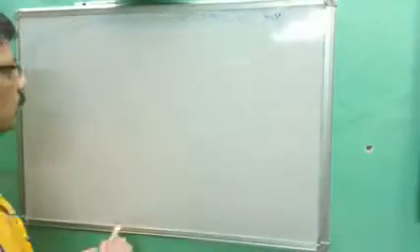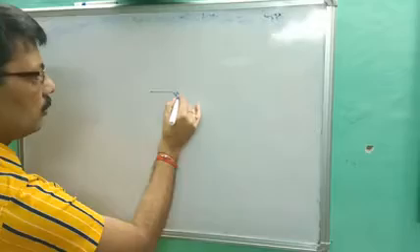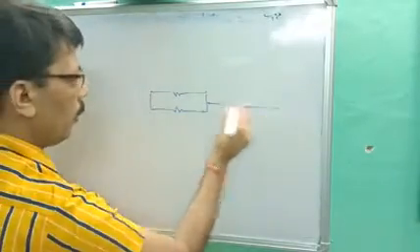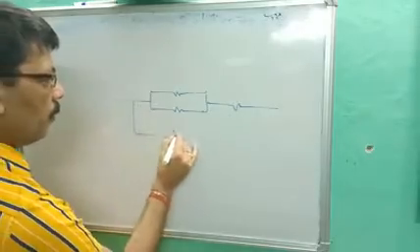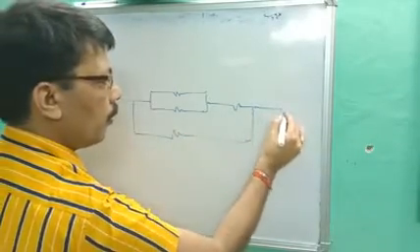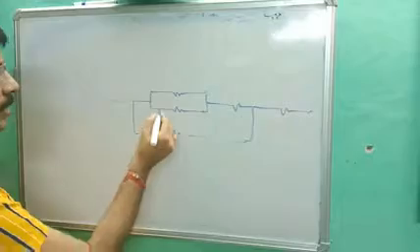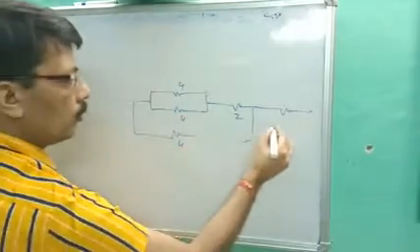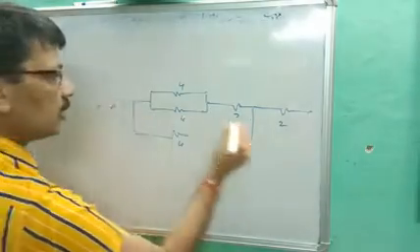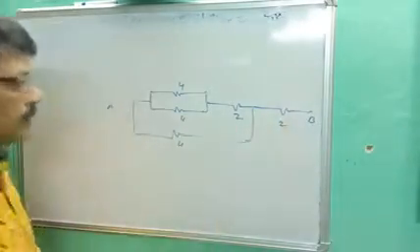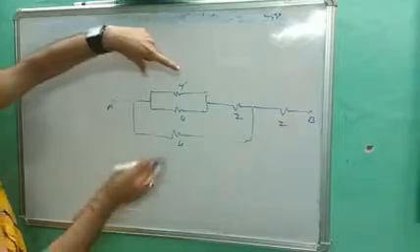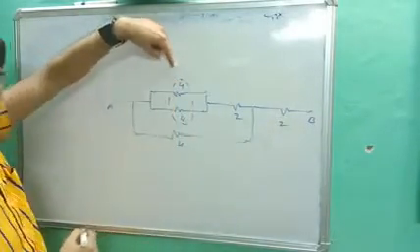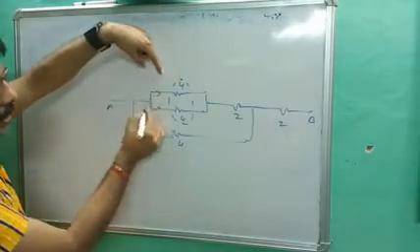Okay. Let's suppose a question is given like this. Little hard question. This is mixed combination, and I ask find the resistance between A and B. Okay. So first you will start from here. 4 and 4, they are connected in parallel. You better know, because currents divide, they are in parallel.